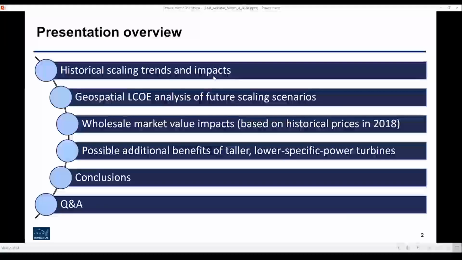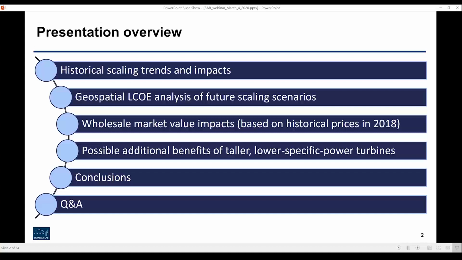Okay, so here's how the presentation will flow. First, I'll start out by looking at historical trends in turbine scaling, particularly the increase in the swept area of the rotor relative to the capacity of the turbine, resulting in a reduction in what's known as the specific power rating of the turbine, and then the impact that that's had on both capacity factor and LCOE. And then I'll hand it off to Eric to run through some geospatial analysis that NREL has done to determine whether this trend toward lower specific power ratings is likely to continue going forward, at least from an LCOE perspective.